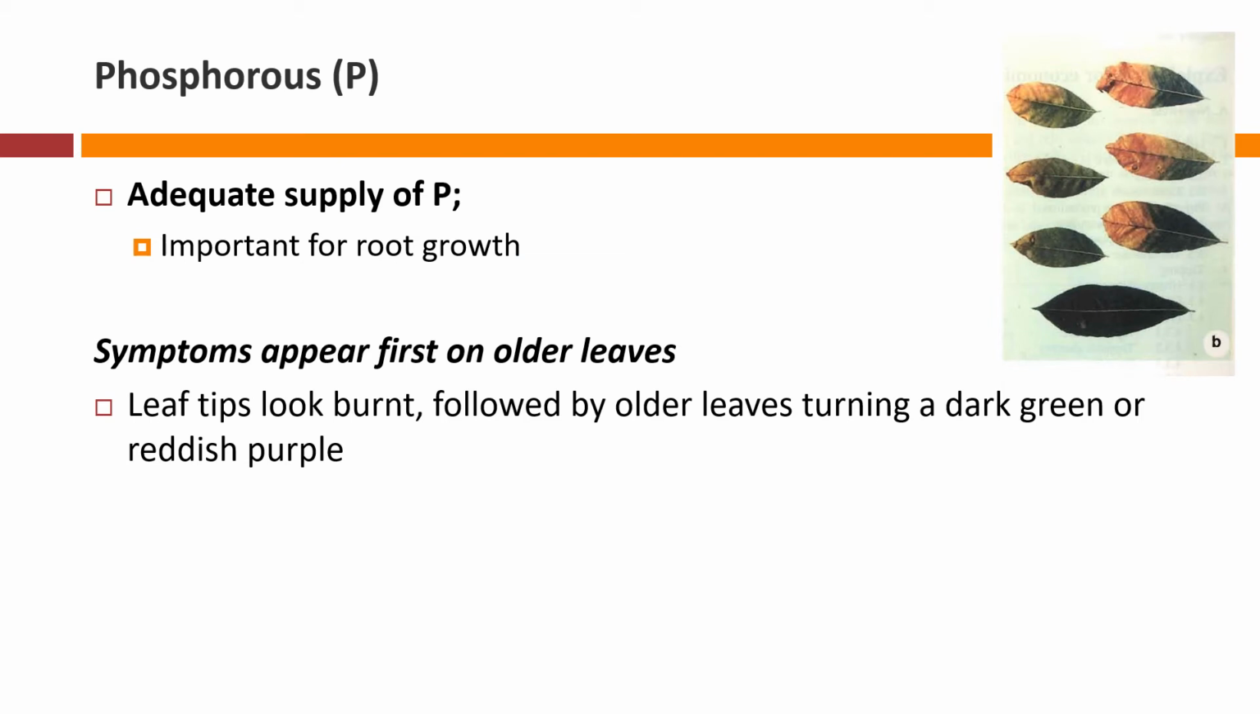So now let's see what will happen with the inadequate supply of phosphorus. Usually phosphorus is very important for plant root growth. So what happens if the phosphorus is not in a quantity that is adequate for the plant? A very characteristic feature of this deficiency is the burning of the leaf tips. The leaf tips look burnt, followed by the old leaves turning a dark green or reddish purple color. So it is a symptom of phosphorus deficiency.